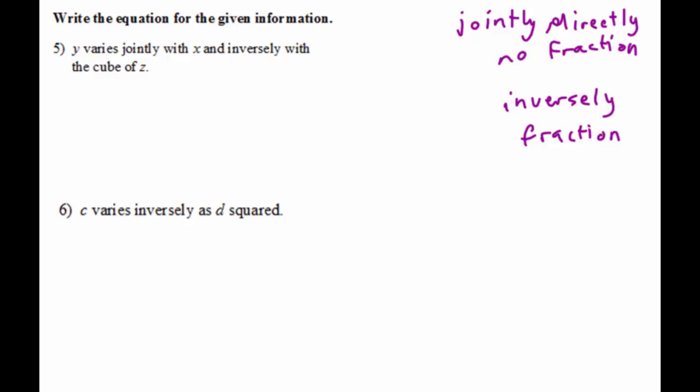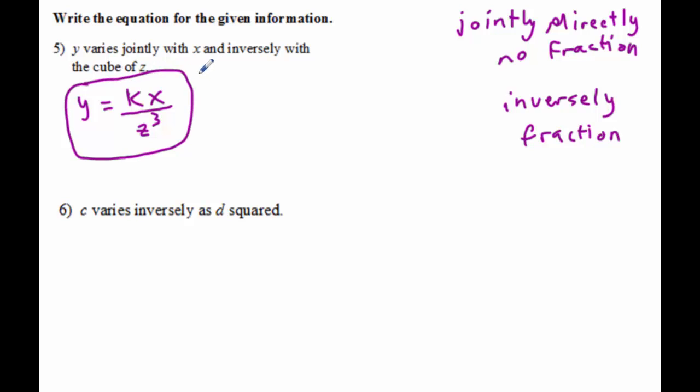So on 5, when it says y varies jointly with x, that means y equals, we have to have a k, and then x is going to be on top of our fraction. Because it also says inversely with the cube of z, so the z part of this is going to be on the bottom of our fraction. What exponent do I put whenever it's the cube of z? 3. And so this would be my answer.